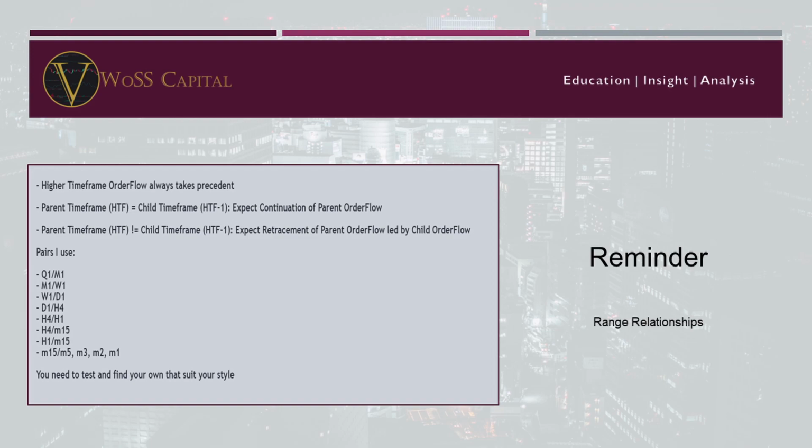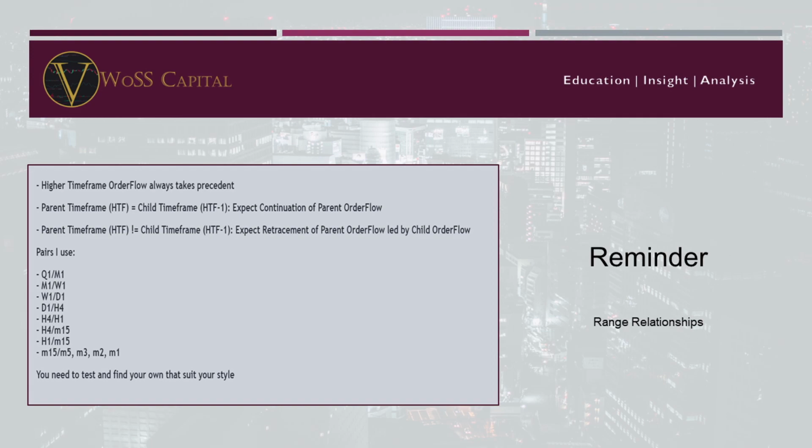And a quick look at the pairs I use there. I won't read through them, but these are just some of the ones that I use, and the example we're going to look at is actually the H4 and M15 pairing. So that skips the H1. I still use the H1 within that for confluence and targets, but H4 as a higher time frame parent and M15 for entries is quite a good one. It's one that I like.